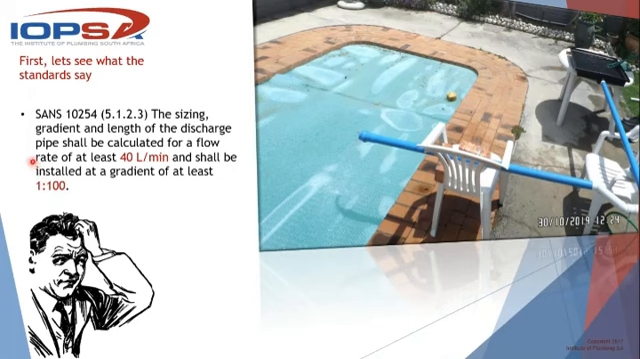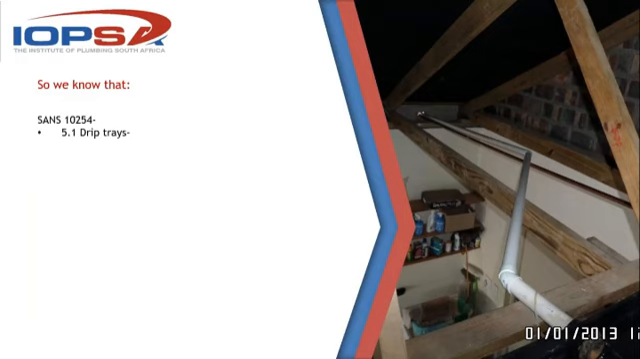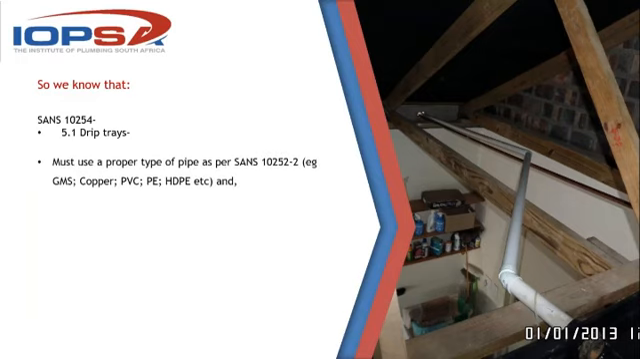This is the criteria that I took forward and did a whole bunch of tests with, and we'll see. So what do we know? We know that we need to use a proper pipe, one that is approved or considered a proper acceptable drainage pipe. For example, galvanized mild steel, and I'm taking this verbatim from what 0252 says, copper, PVC, polyethylene, high density polyethylene, etc. There are a couple of others, but that's pretty much what we're allowed to use.